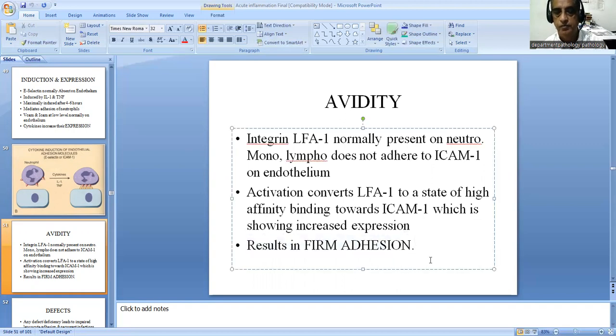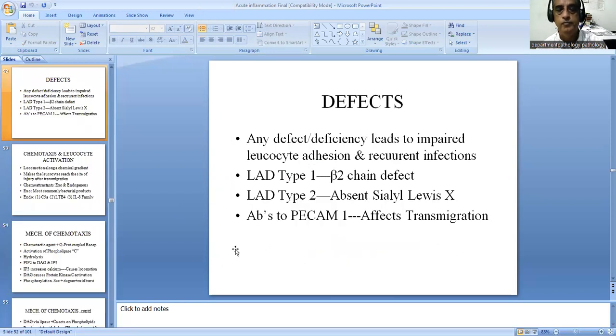Firm adhesion. And once this firm adhesion takes place, the next step is that of transmigration. That transmigration is mediated via PCAM1.